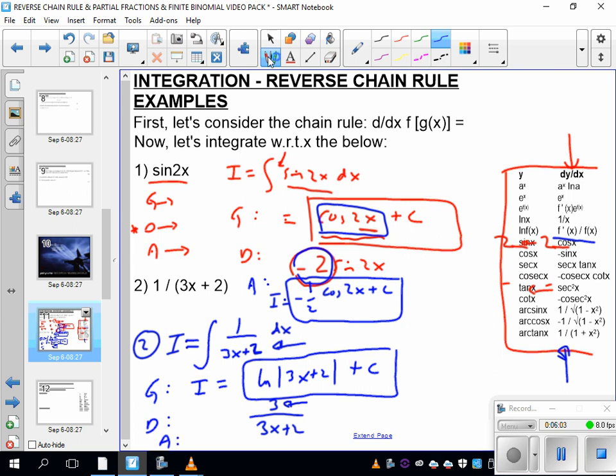So that's where you can put in your adjust box, I equals a third ln mod 3x plus 2 plus c. Okay?